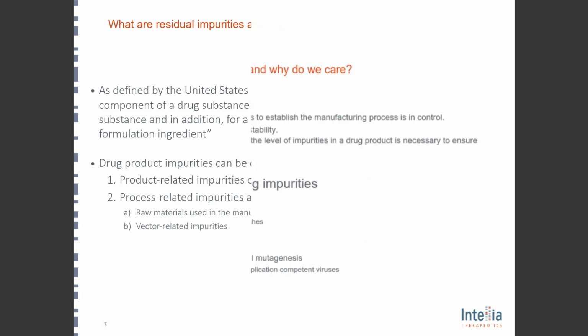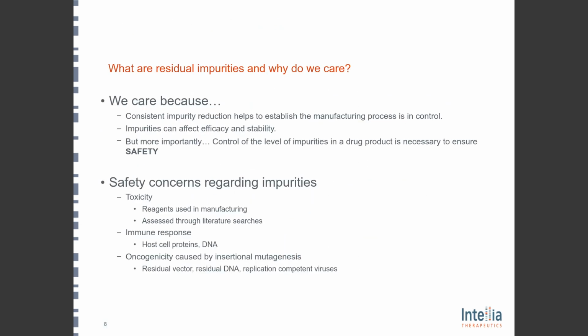So moving on, why do we care about residual impurities? Well, for starters, consistent impurity reduction really helps to establish that your manufacturing process is in control. Additionally, impurities can affect the efficacy and stability of your product. For example, proteases from your host cell proteins might really affect your stability if you aren't able to reduce them to nice low levels. But most importantly, the control of the level of impurities in a drug product is necessary in order to ensure safety.